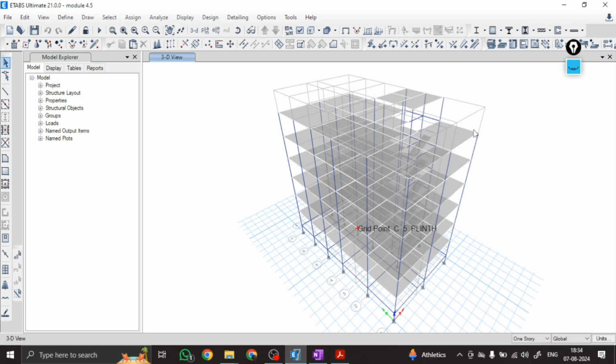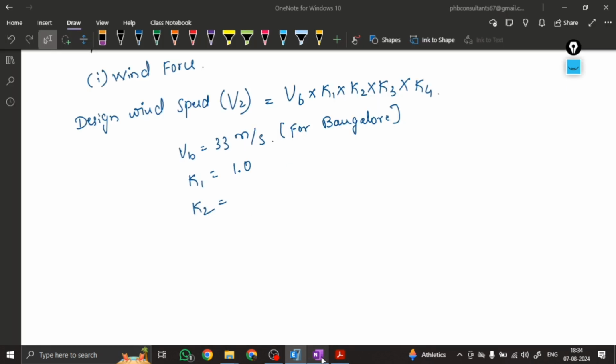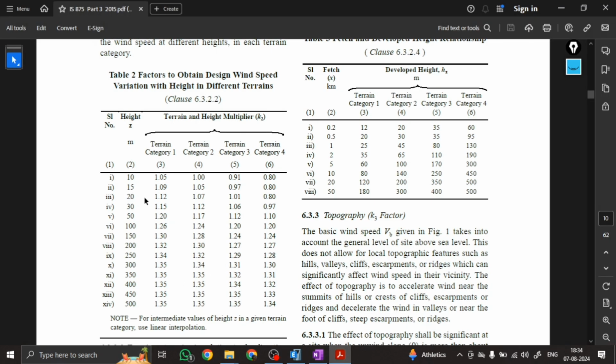You can take this one or you can take this one. I will take this 22. See here, Z is 22 meters. So what we have to do is take the K2 value as 22, which means it falls under 20 and terrain category 3.